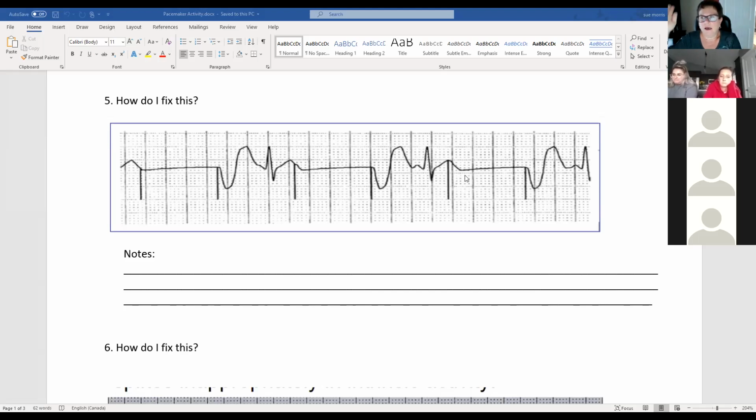And I may have to go all the way down to its lowest point. That's with a temporary pacemaker. A permanent pacemaker, again, has to be reprogrammed, and I can't do that as a registered nurse or without guidance from a physician.